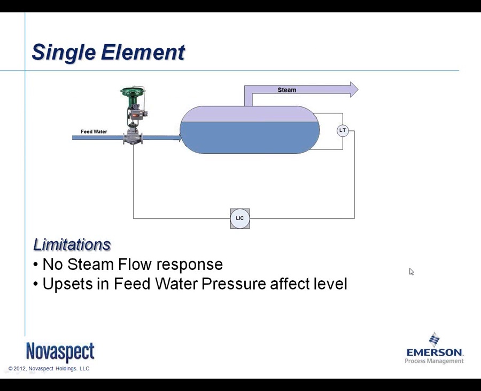Moving on, once we have a good level measurement and we've addressed having our two independent sources, now we need to talk about the drum level control. The most basic and simple drum level control is what we call single element. In single element, we have a level transmitter. That would either be a DP cell or guided wave radar.